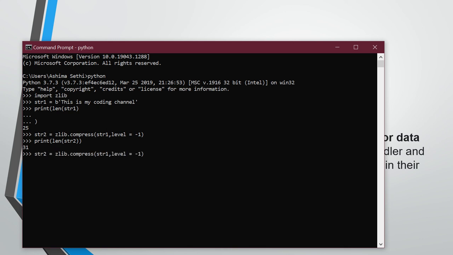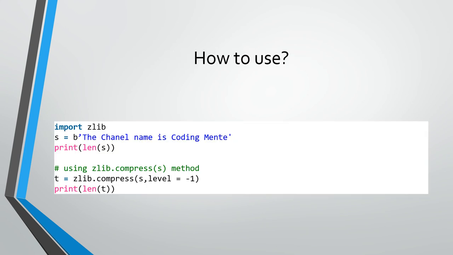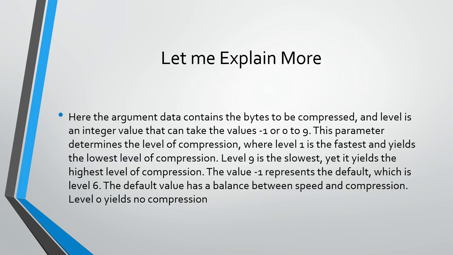Now let's see what this level does. For that we need to understand something about the levels. So this is how the actual code will work, as I showed you on the command prompt. Here we have given two arguments. The argument data contains the bytes to be compressed, and the second is the level, an integer value that can take the values -1 or 0 to 9. -1 is the default, and with 0 to 9 you can give whatever level of compression you want from this library.